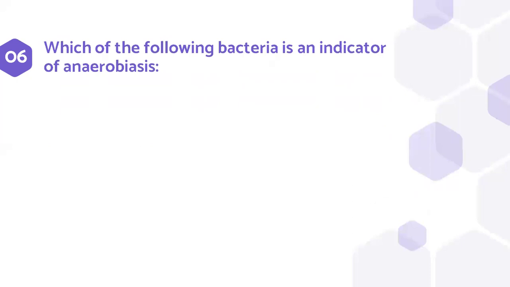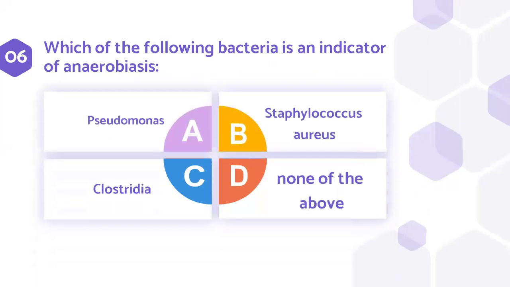Next question, which of the following bacteria is an indicator of anaerobiasis? Option A, Pseudomonas. Option B, Staphylococcus aureus. Option C, Clostridia. Option D, none of the above. So here the right answer is option A, Pseudomonas.